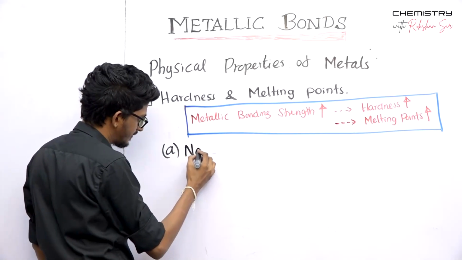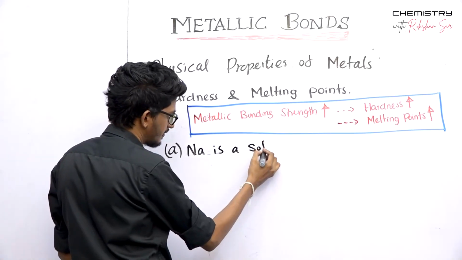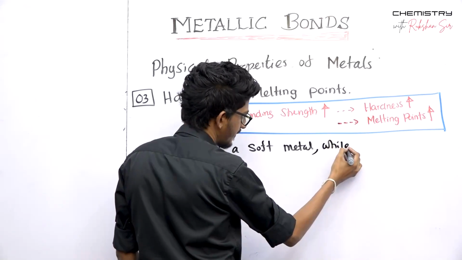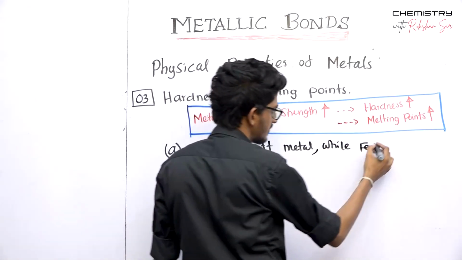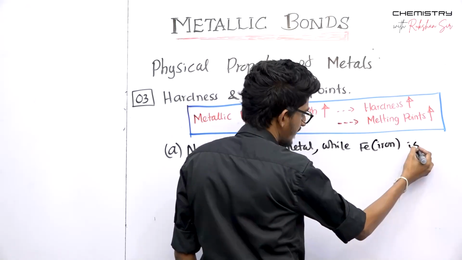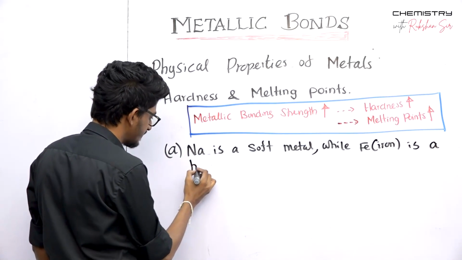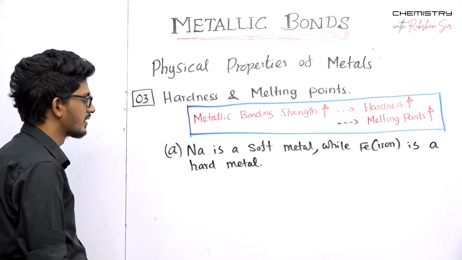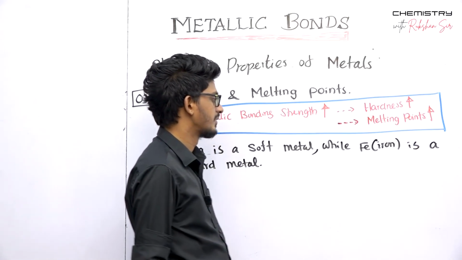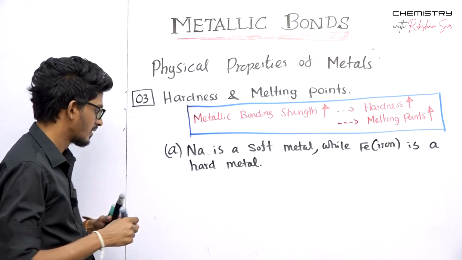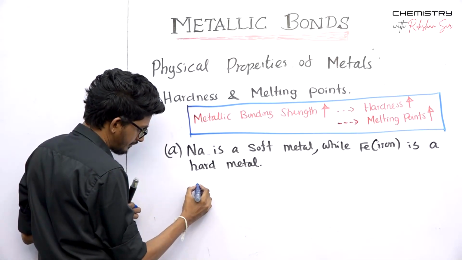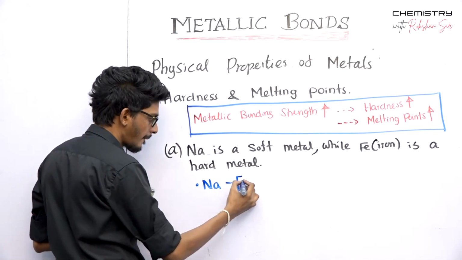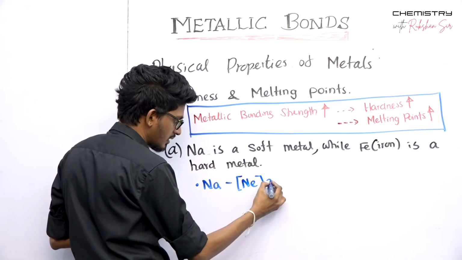Sodium is a soft metal, while Fe, the iron, is a hard metal. Let's discuss how it happens. When it comes to sodium, its configuration is Neon 3s1.